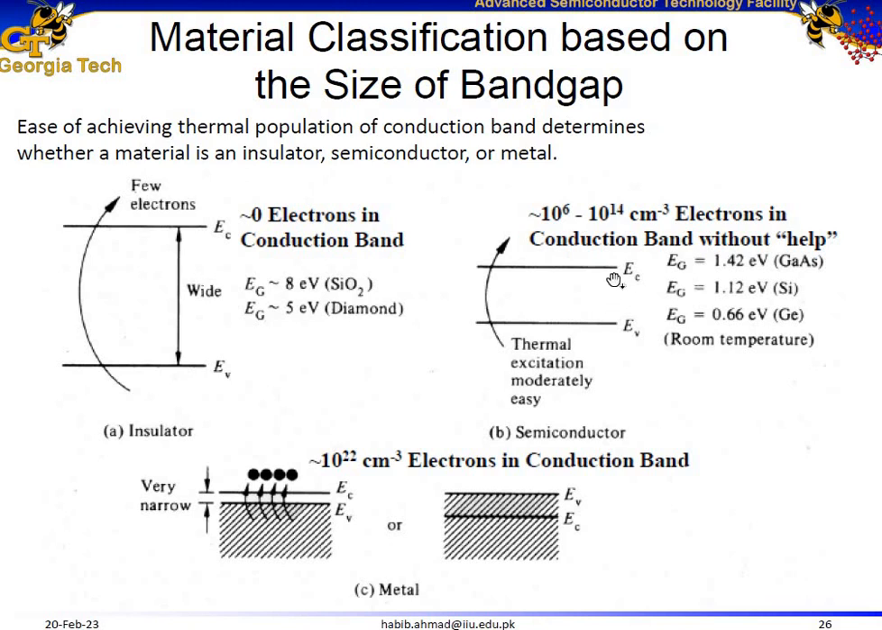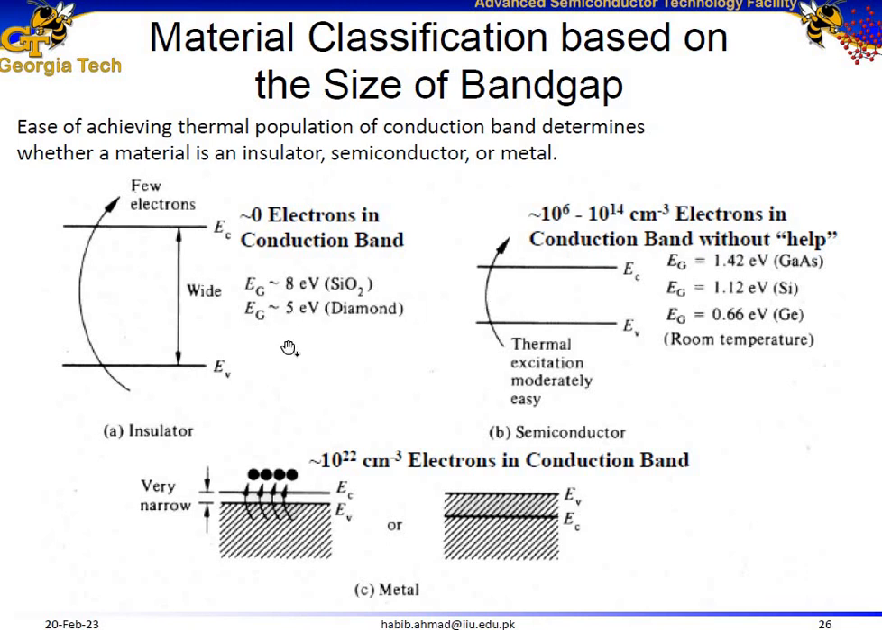In case of semiconductor, there is a gap between valence band and conduction band, which is 0.66 electron volts for germanium, 1.12 electron volts for silicon, and 1.42 electron volts for gallium arsenide. And based on the band gap, their carrier concentration ranges between 10 to the power of 6 to 10 to the power of 14 per centimeter cube for these materials.